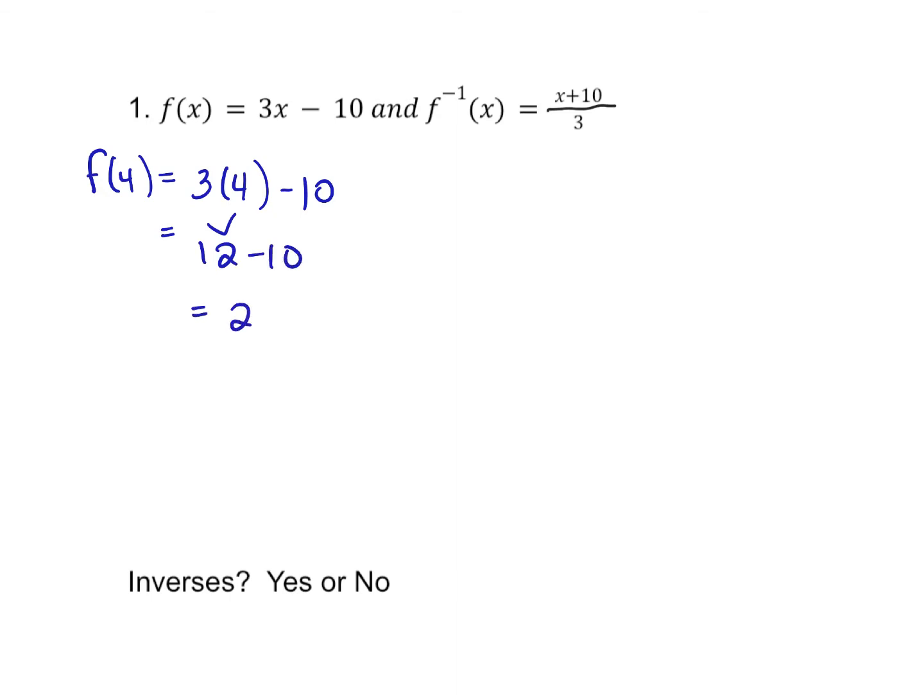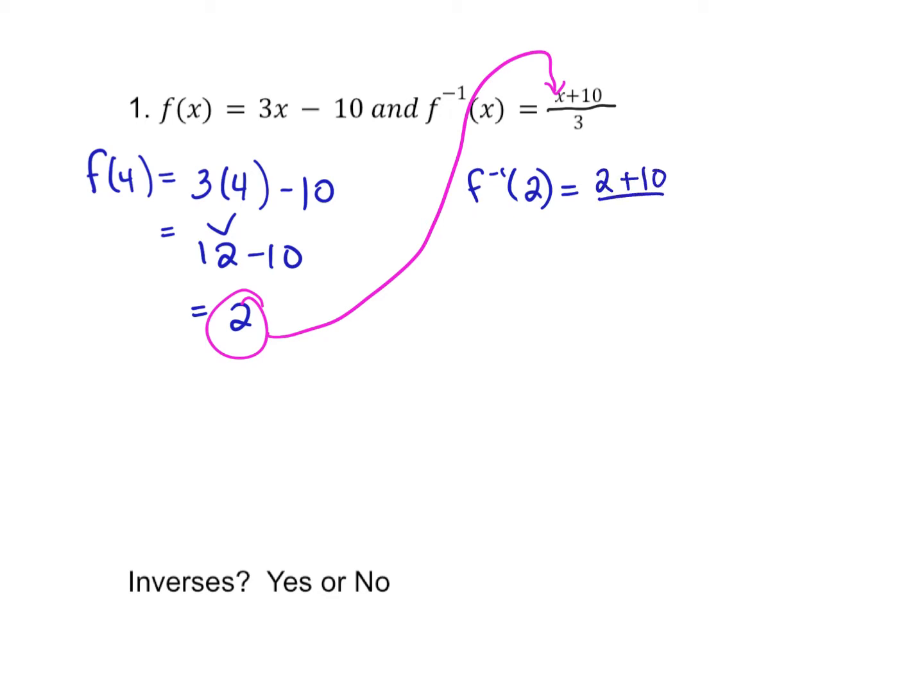Then I'm going to take that 2 and put it in for x in my inverse function. So I have f negative 1 of 2, and I'm going to put 2 in for x in x plus 10 divided by 3. Then I evaluate that. 10 plus 2 is 12, and 12 divided by 3 is 4. So the number I start out with after I run it through both equations should be the number I end up with. That's how I verify that these two equations are inverses.